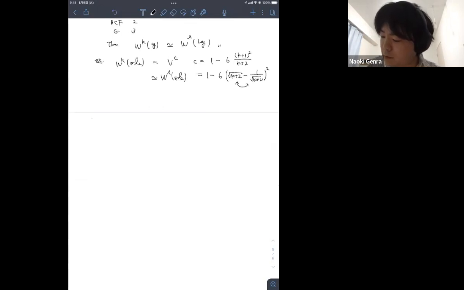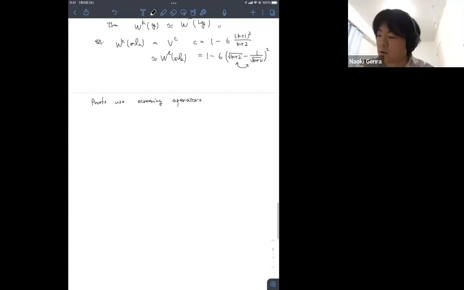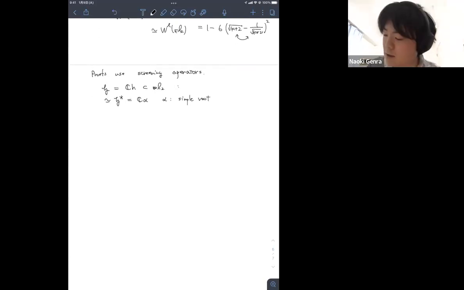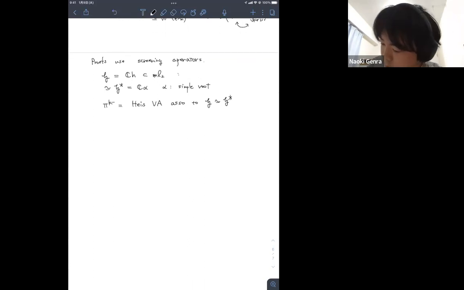The proof uses a screening operator. We consider h, the Cartan subalgebra of sl_2, and we identify h and h^* by the inner product. This is Cα, where α is the simple root. So we define π^k, the Heisenberg vertex algebra associated to this h or h^*, and we want to shift by k+2.